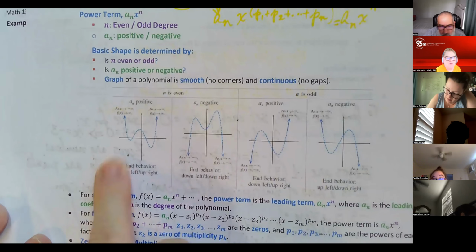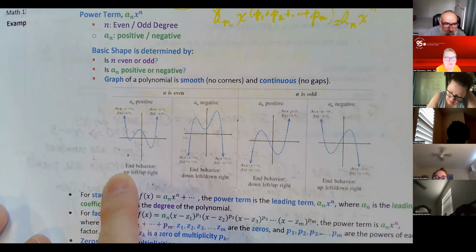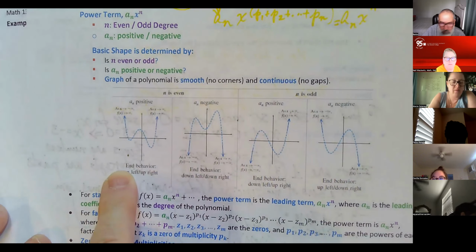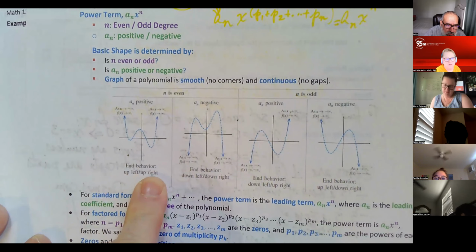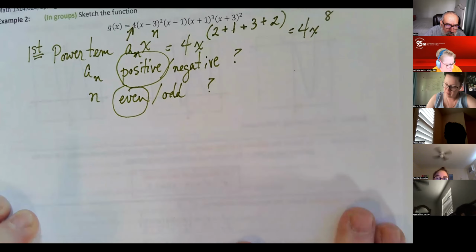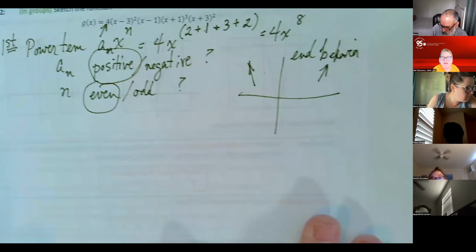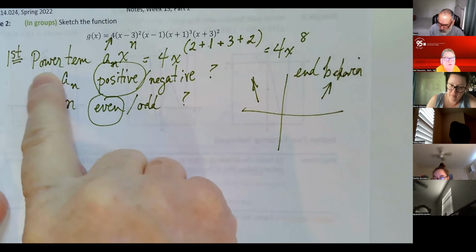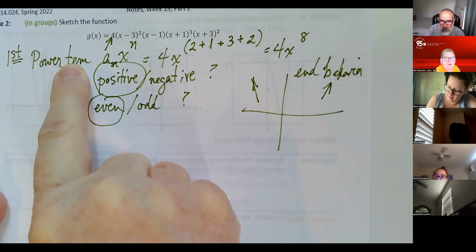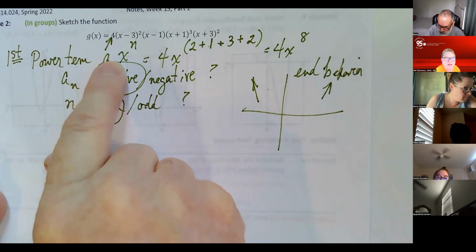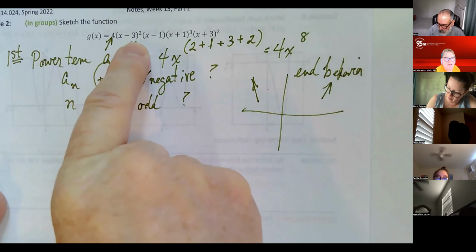So I'm going to remember that our graph, if I go far left, it's going to go up. If I go far right, it's also going to go up. It's called end behavior. And end behavior is always based on the power term. And that power term is always a to the n, x to the n.